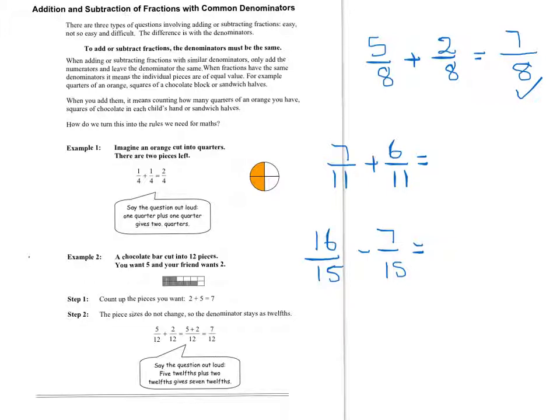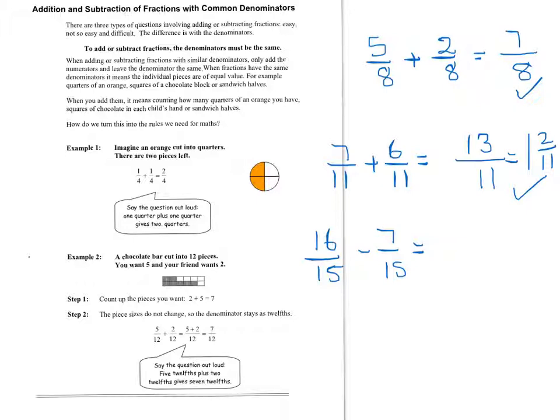This is another example. 7/11 plus 6/11. Remember, the denominator stays the same if you're adding or subtracting. So the denominator will stay as 11. Add the two numerators. 7 plus 6 is 13. Now that is an improper fraction, so you're going to have to change your answer to a mixed number. 1 and how many left over when you divide 11 into 13? 2/11. So always change your answer from an improper fraction to a mixed number.